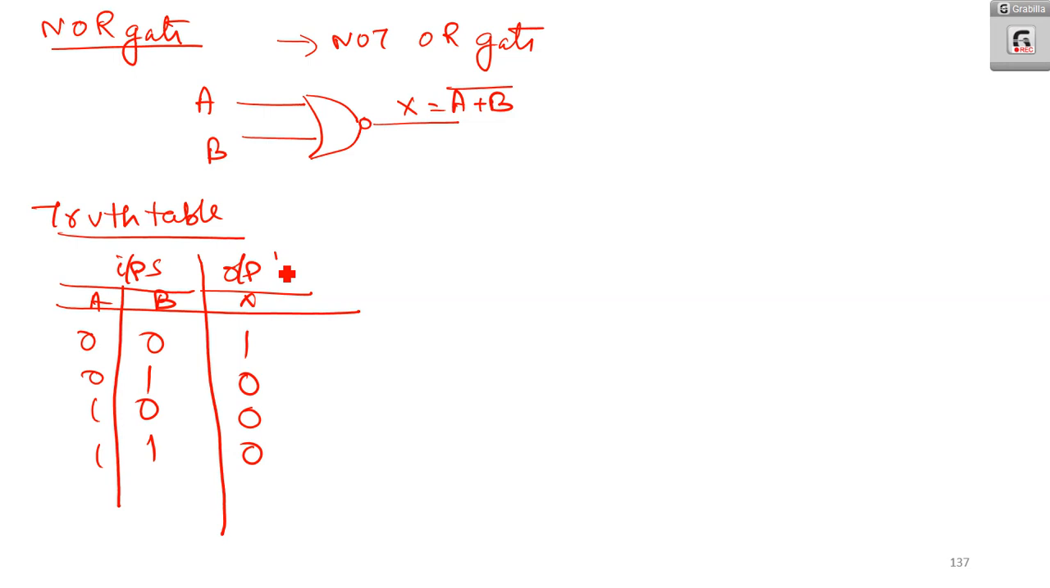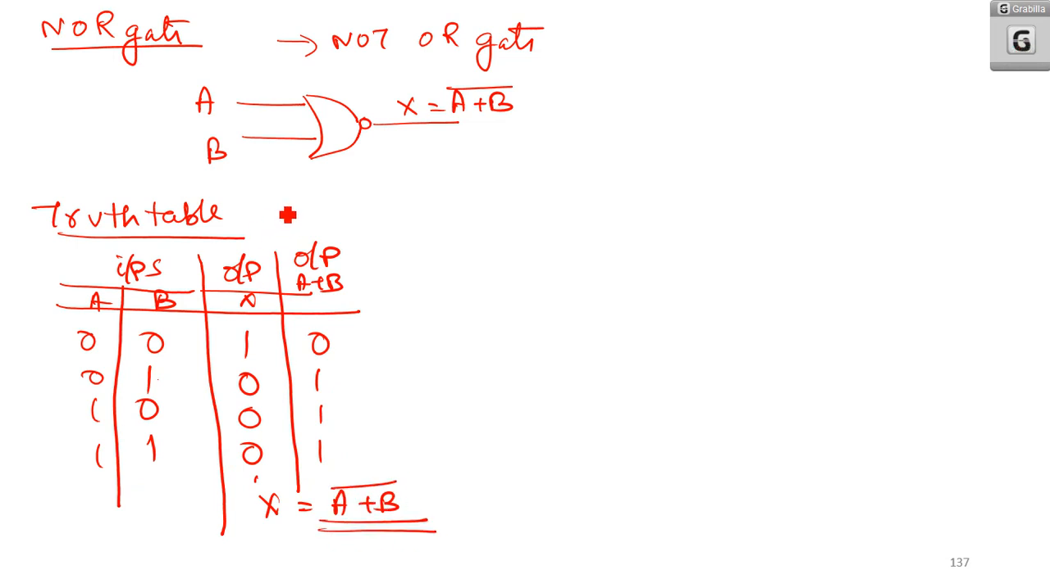Now if you are writing the output of an OR gate, like output is equal to A or B, 0 or 0, it is 0. 0 or 1, it is 1. 1 or 0, it is 1. 1 or 1, it is 1. Therefore we can see that X is the exact complement of A or B. So you can write X is equal to A or B, the whole complement. So this is the basic truth table for the two input NOR gate. This is also known as the NOT OR gate.